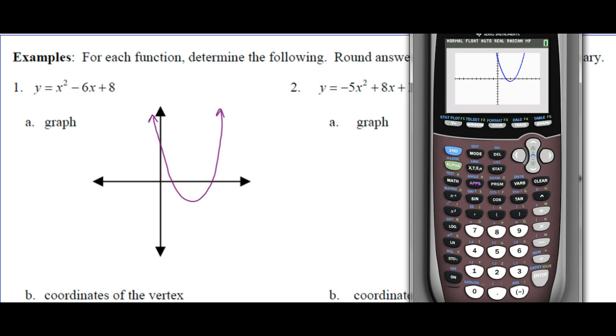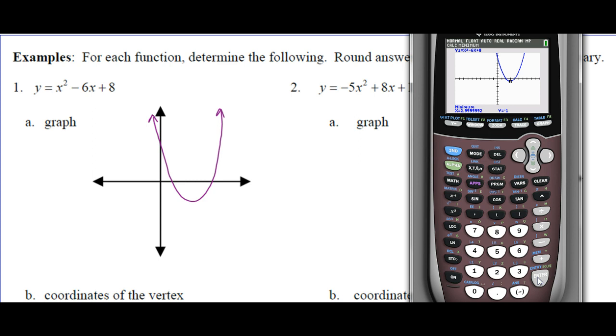The coordinates of the vertex. Okay, how do we find that? Is there a way? What's the vertex? It opens up, so the vertex is a minimum. So second calc, minimum, 3. Now it wants a left bound, so I'm just going to move a little closer. Enter. Right bound, just need to go up to the right. And a guess. And so what's 2.999999992? 3. Okay, that's 3.